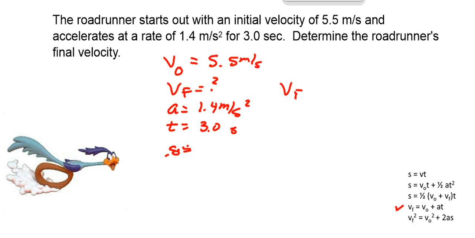V final is equal to v initial, which is 5.5, plus acceleration, which is 1.4, okay, and then times 3.0. And then, of course, here we just multiply those two and add that together to get our v final. I will let you solve that for yourself if you want to do that. So that's one example of the Fab Five equations.